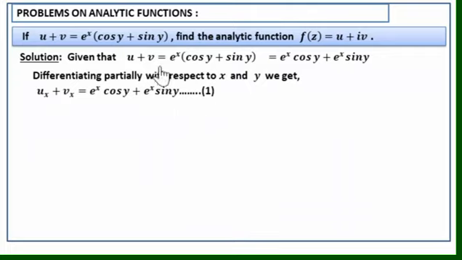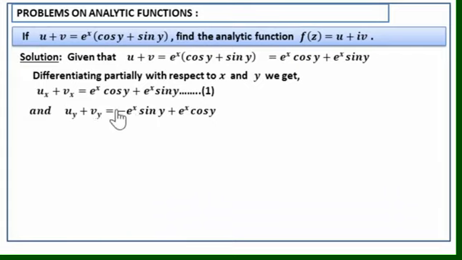Next, differentiate this with respect to y partially. So we get dou u by dou y plus dou v by dou y, or you can say uy plus vy, equal to the right hand side, keeping e power x constant: the derivative of cos y with respect to y is minus sin y, plus the second term e power x into the derivative of sin y, which is cos y. Okay, so we have this.